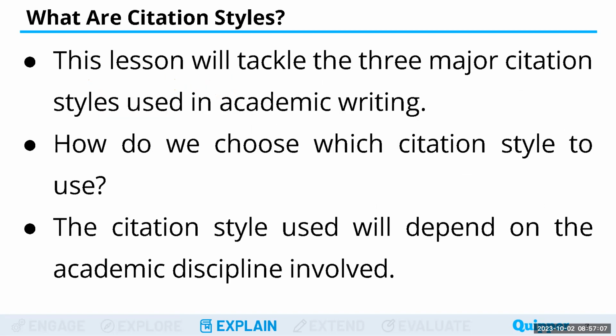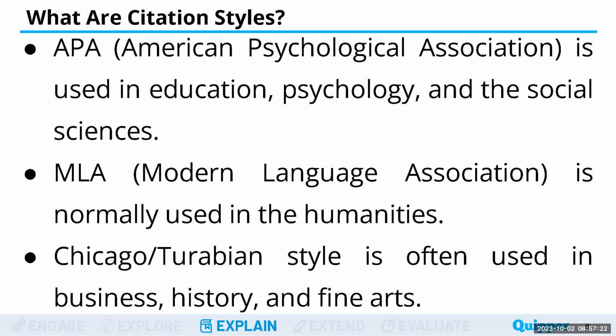Now, this lesson will tackle the three major citation styles used in academic writing. How do we choose which citation style to use? The citation style used will depend on the academic discipline involved. Now, let's first discuss what are the three different citation styles commonly used in academic writing. We have the APA, the most common, or the American Psychological Association, which is used in education, psychology, and the social sciences. The MLA, or the Modern Language Association, is normally used in the humanities, while the Chicago Turabian style is often used in business, history, and fine arts.